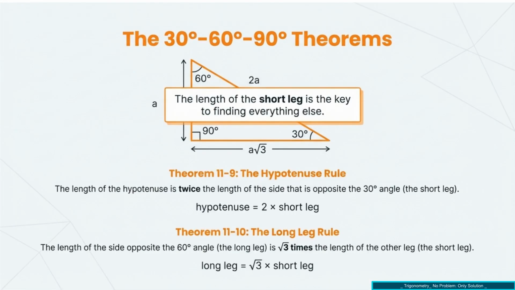In a 30 by 60 by 90 triangle, the length of the short leg is the key to finding everything else. The hypotenuse is twice the short leg. The long leg is the short leg multiplied by the square root of 3. Yes, these are the important formulas that you should remember.